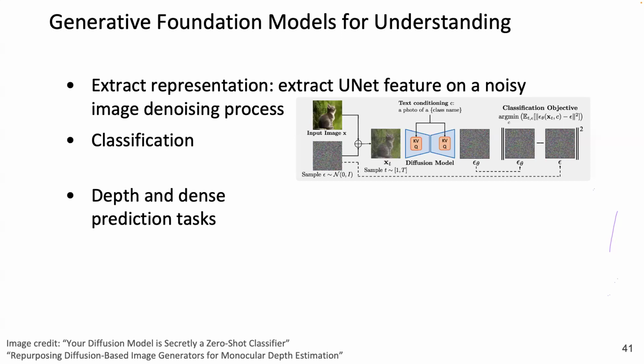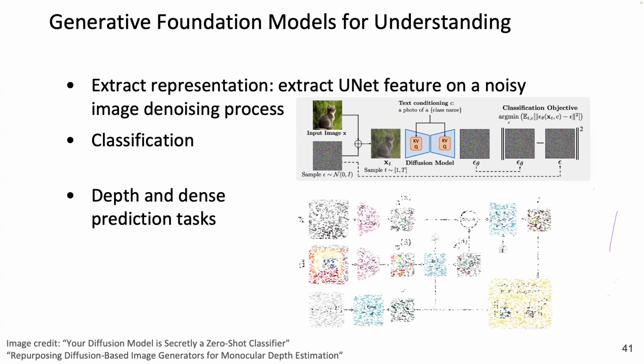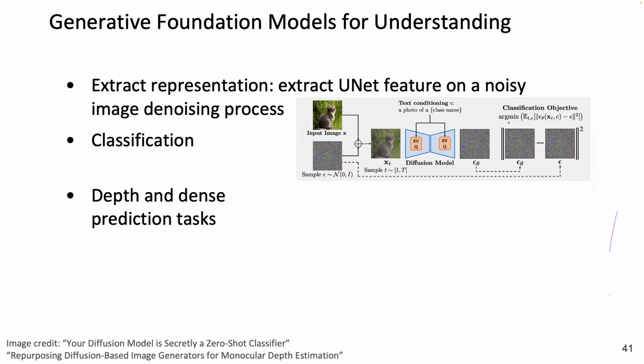For example, for classification, we will have a set of class labels, and we can simply add a certain amount of noise again to the image, and have the model do the denoising conditioned on all possible class labels. For each class, we have a denoised image, and we compute which denoised image is the best one and select the corresponding condition as the final classification output.